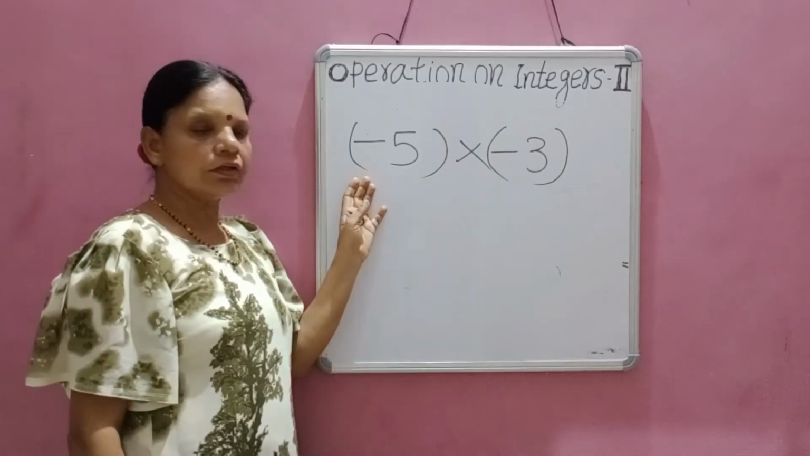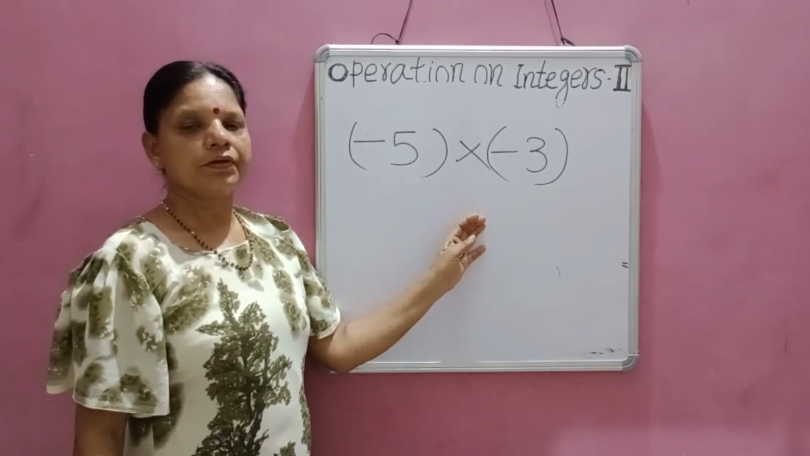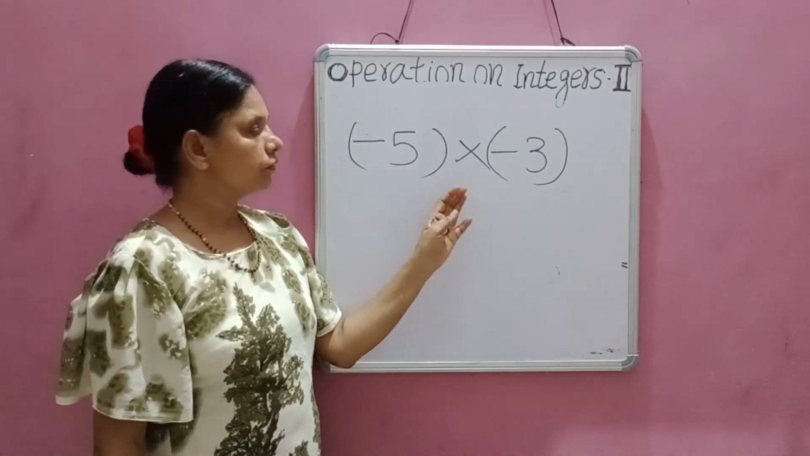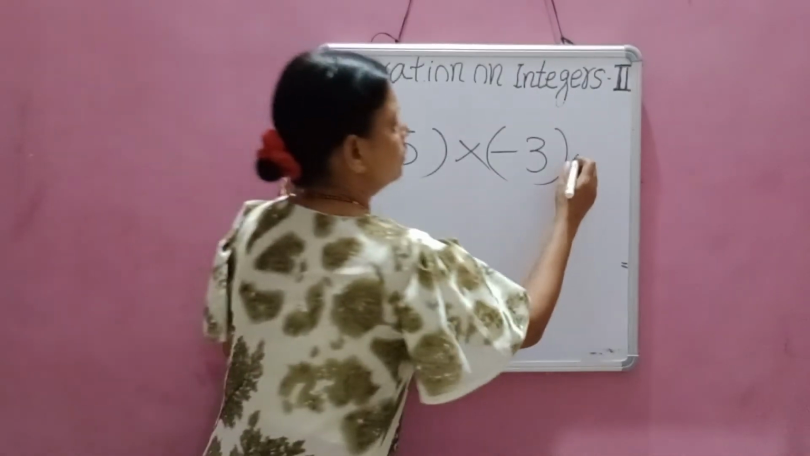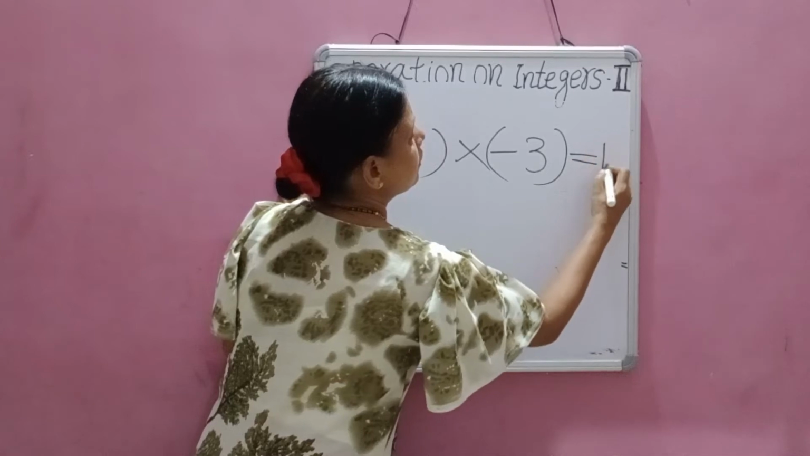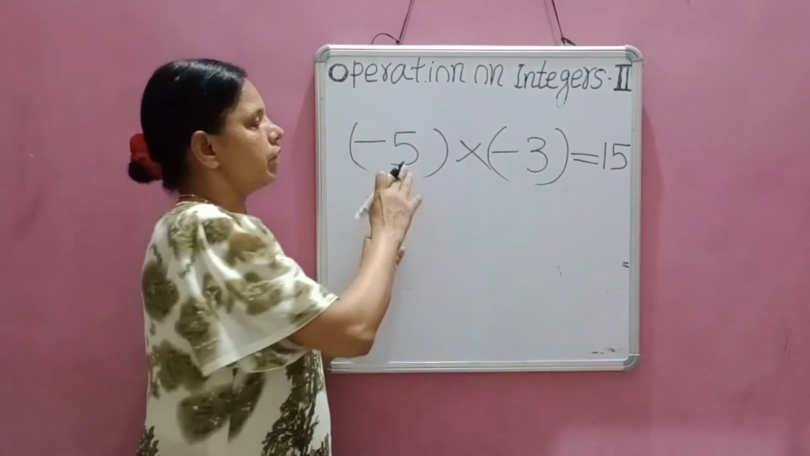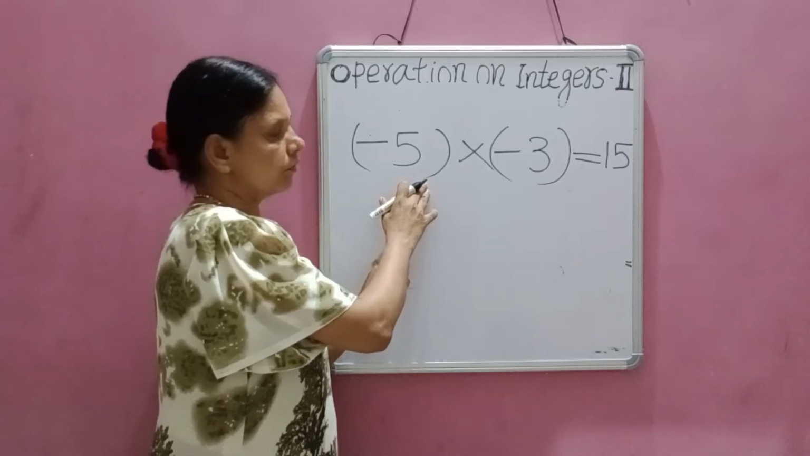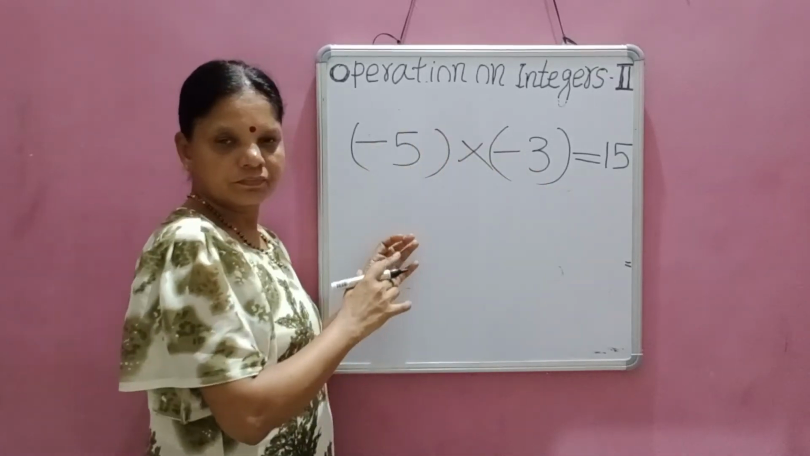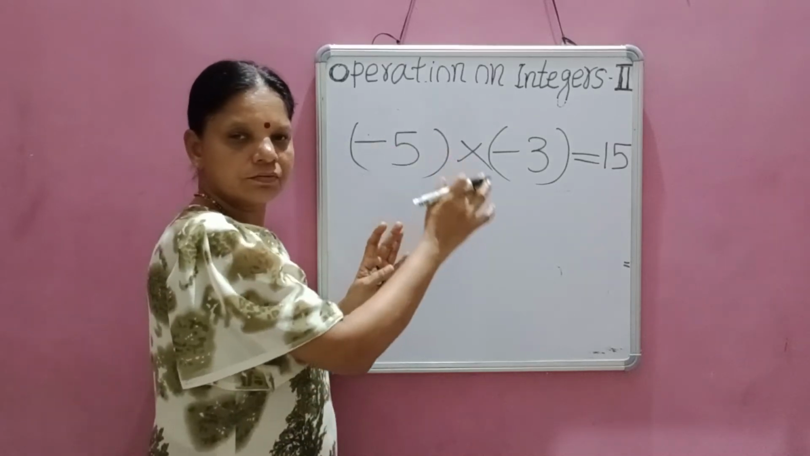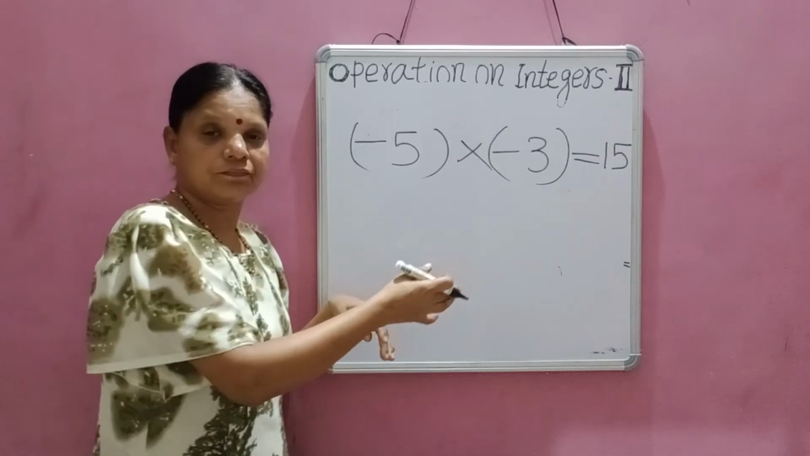And if both the integers are negative, what will happen? The product will be positive. The product will be positive. So the answer is 15. Clear? Minus 5 into minus 3, minus into minus is plus. How did it happen?